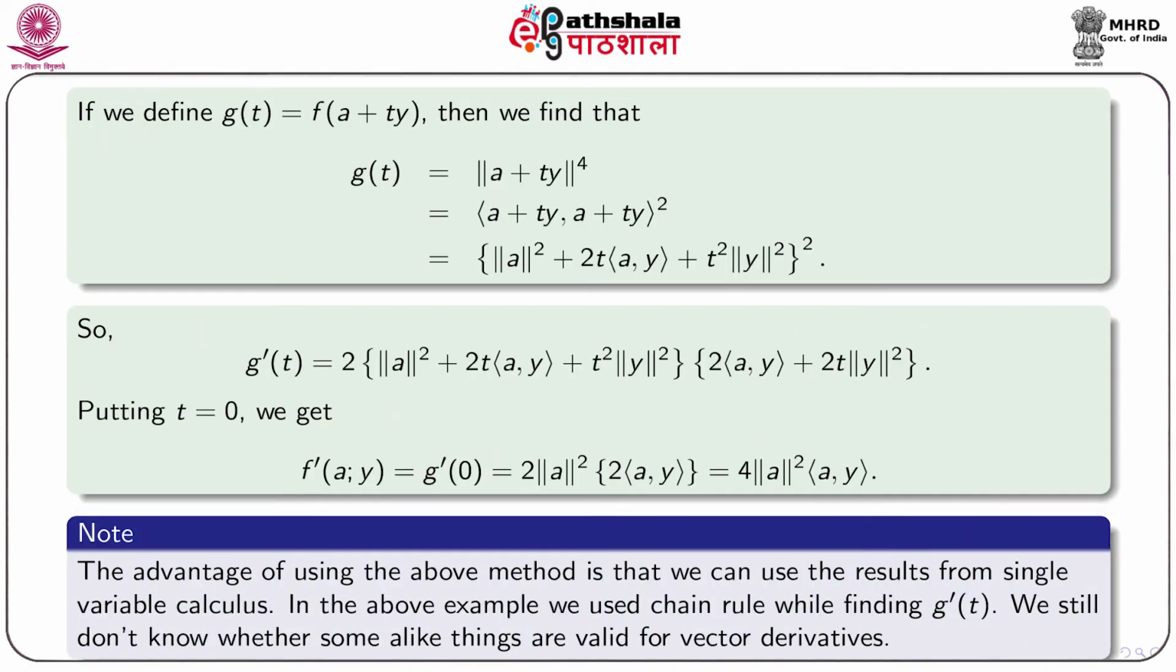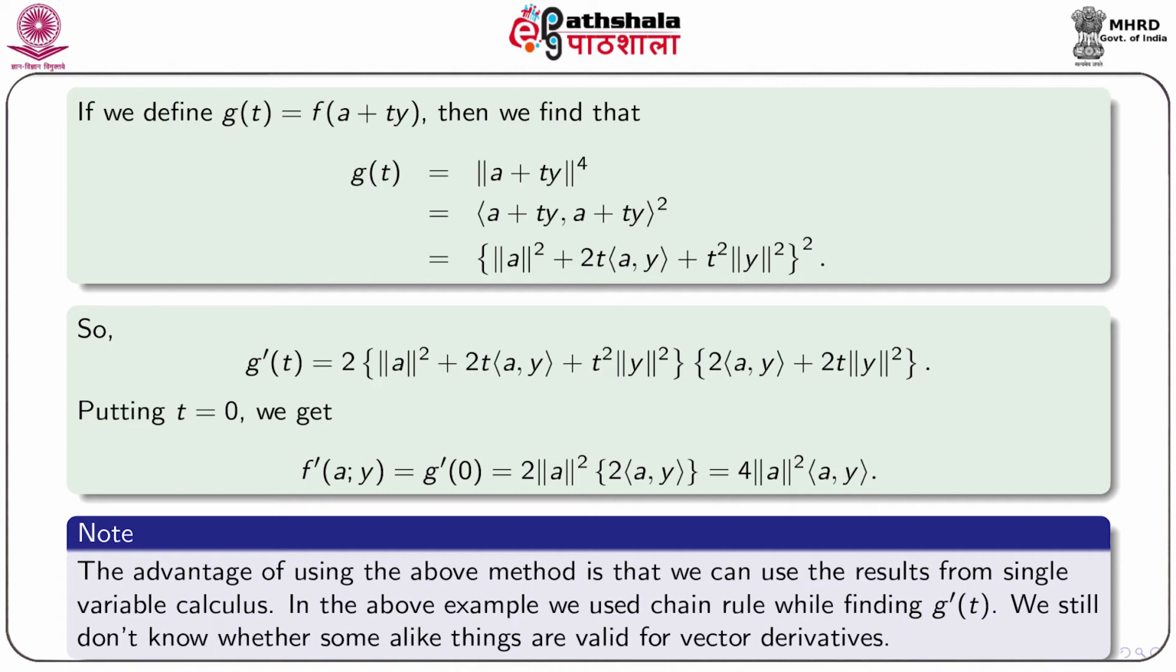We do it in an alternative fashion. If we define g(t) equal to f(a + t y), then g(t) is norm of (a + t y) to the power 4. By simplification, we find that g(t) is the square of the quantity norm a squared plus 2 t inner product (a, y) plus t squared norm y squared.